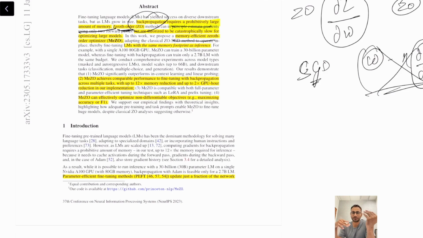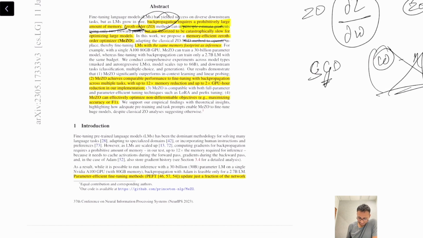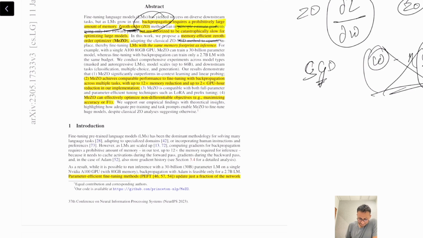Let's say we have a pre-trained model and we're just doing inference, then we only need to do forward passes. So inference usually takes less memory than training a network. That's what they say here. They have the same memory footprint as inference. And so memory efficient zeroth order, MeZO, achieves comparable performance to fine-tuning with back propagation across multiple tasks and up to 12 times memory reduction.